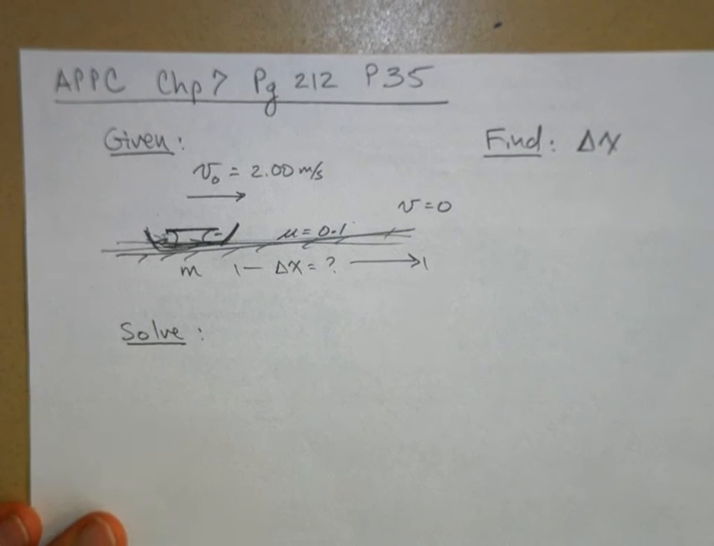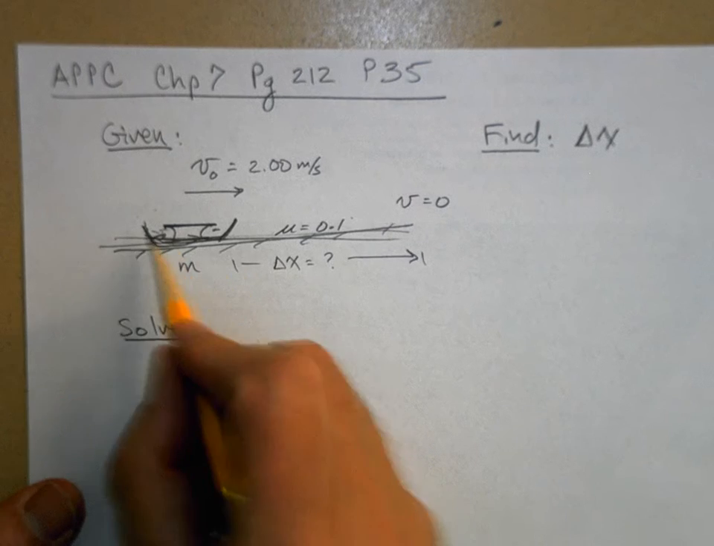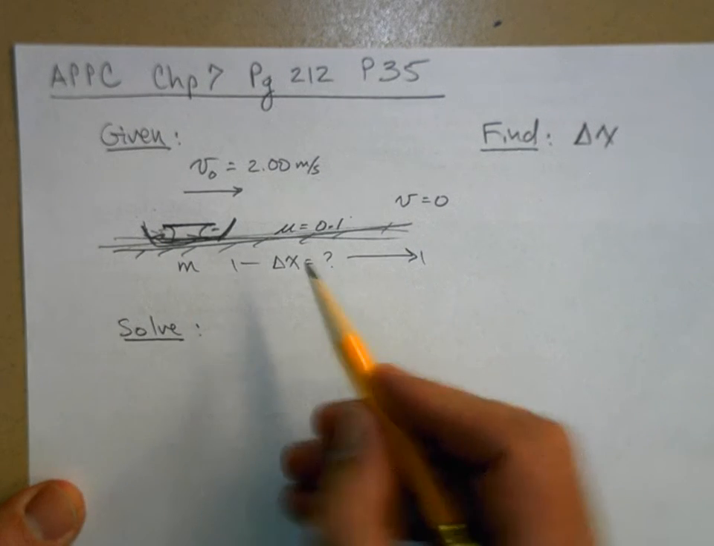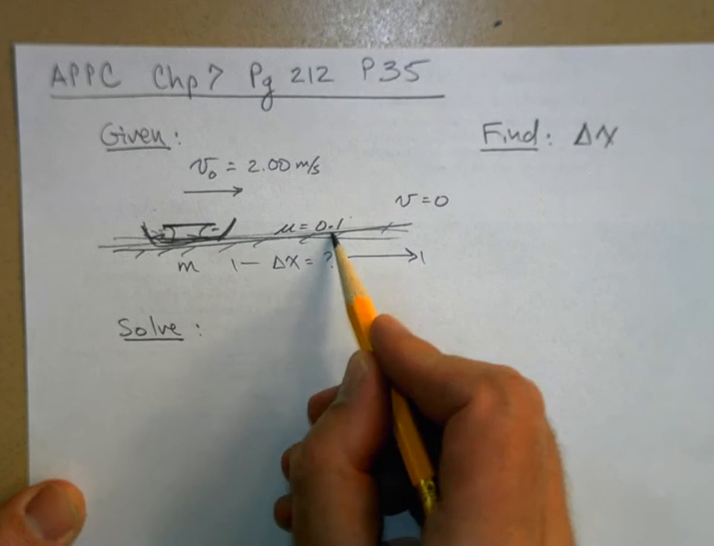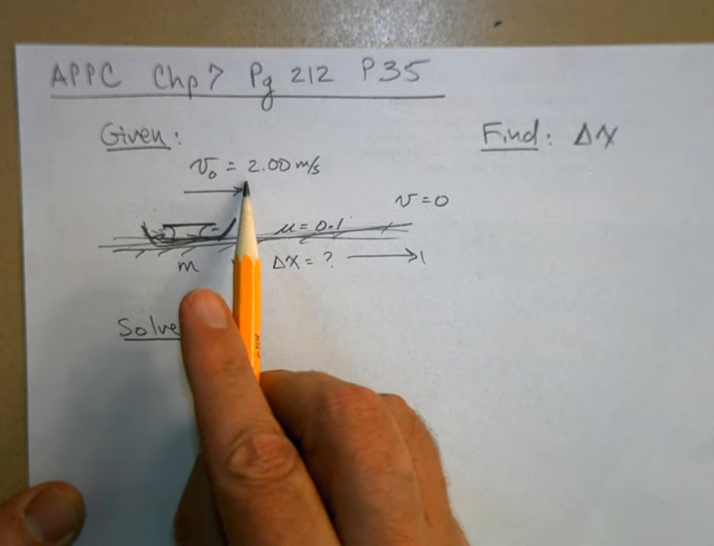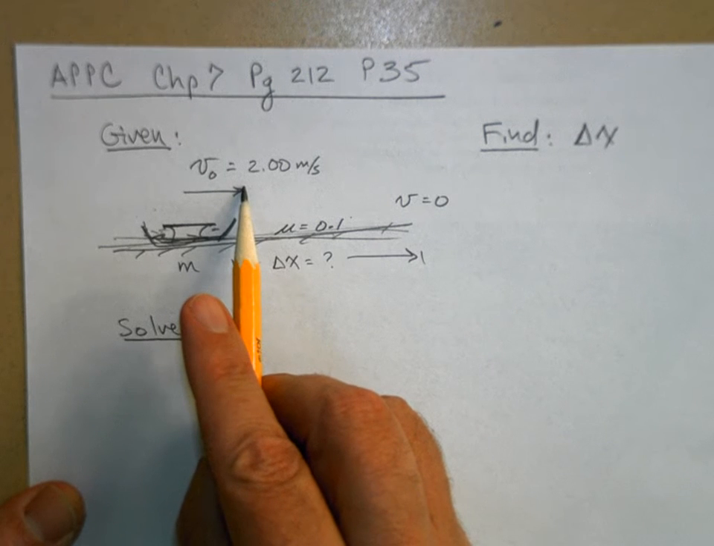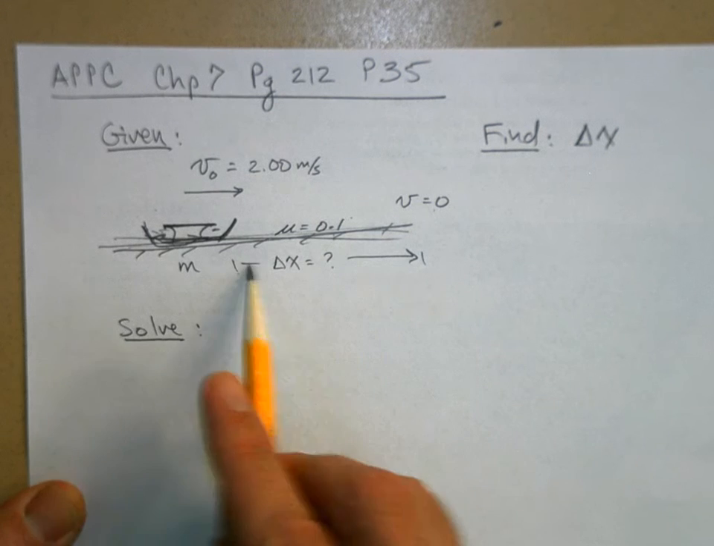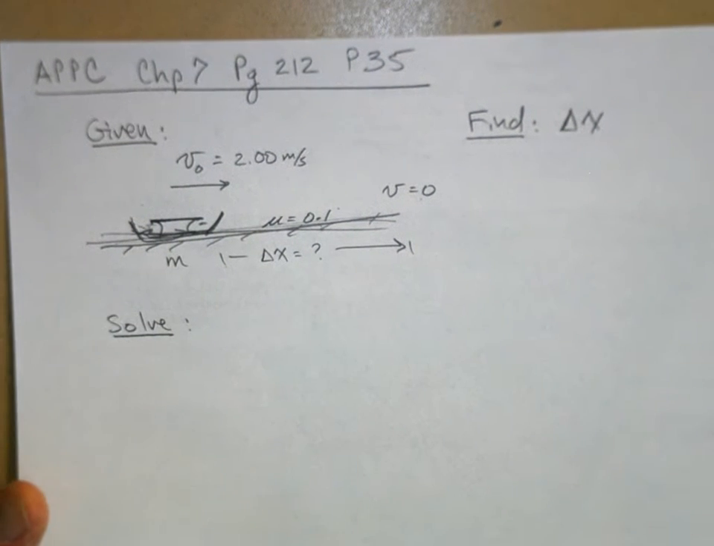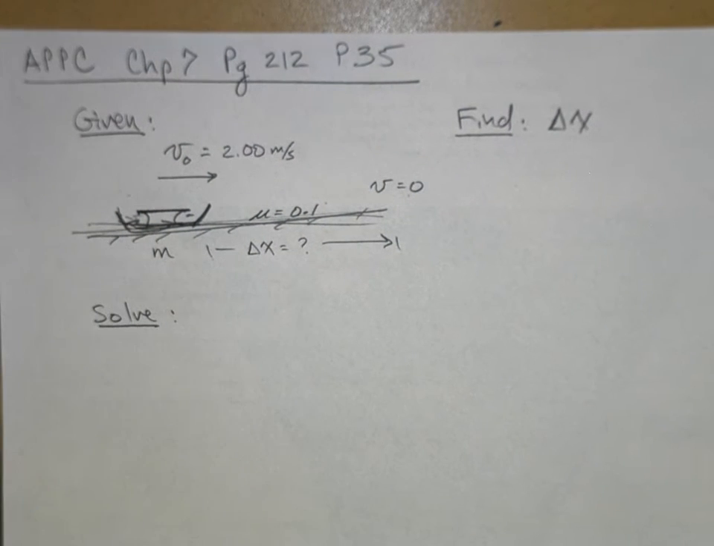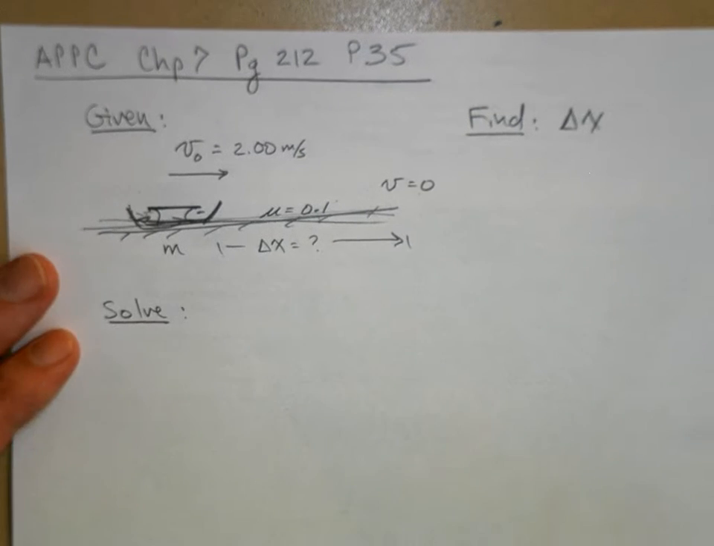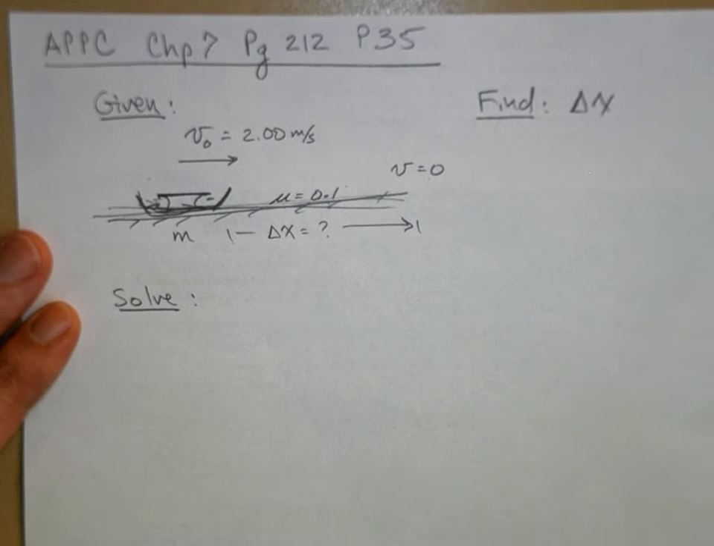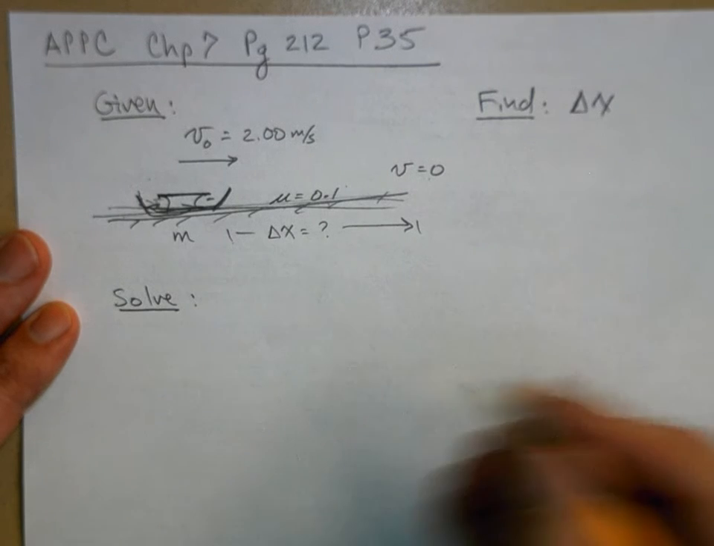So here, I've written it out. Here's our sled. Here's the ice. There's a coefficient of friction of 0.1. It starts off with an initial velocity of 2 meters per second and slides to a stop. We want to know how far it went while it was sliding to a stop. All right, so let's do it. And it says to use energy.